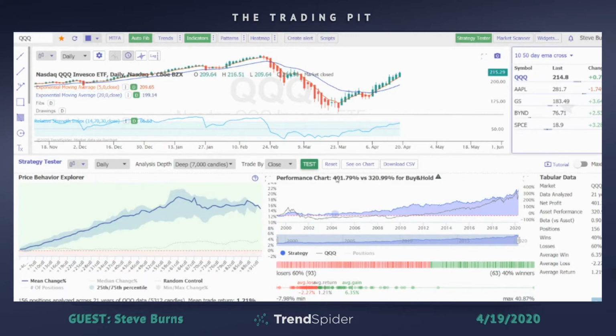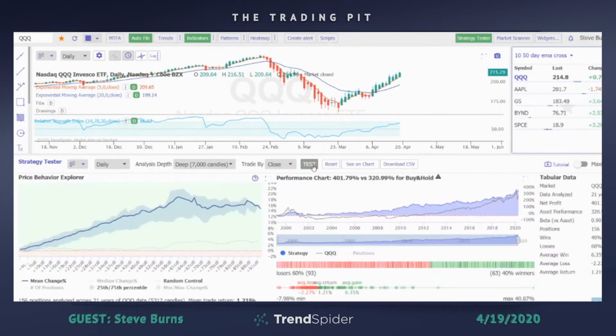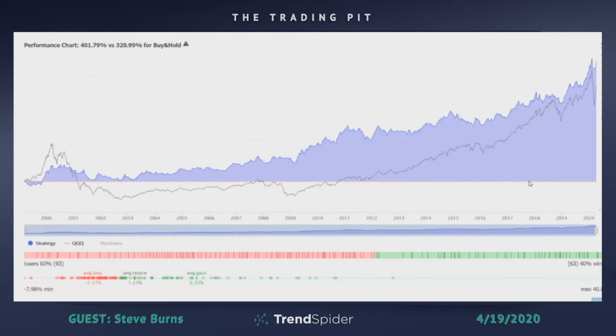So we go down here. Let me reset it to show you. The entry signal is when the 5-day exponential moving average crosses up over the 20-day exponential moving average. The exit's when the 5-day EMA crosses back under the 20-day. This is a mechanical back test of that signal. So the first one is the Qs. If we look at this, we have a 401% return based on the signal versus a 320% return on buy and hold.